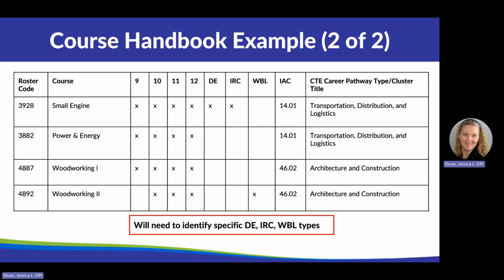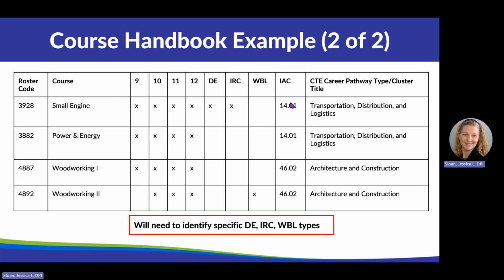This next slide is kind of like an index, and it has 4 tech ed courses, and you can see the grade levels. You can also see the roster codes. And you can see that Small Engines is a dual enrollment course and has an IRC. And then you can see in this example woodworking course that that course also is work-based learning.